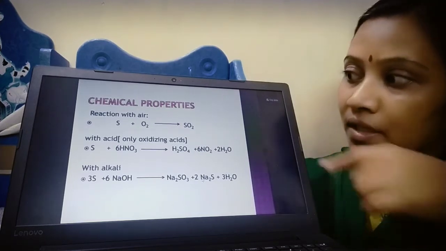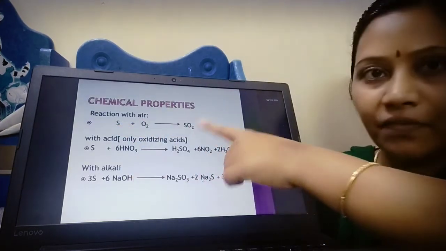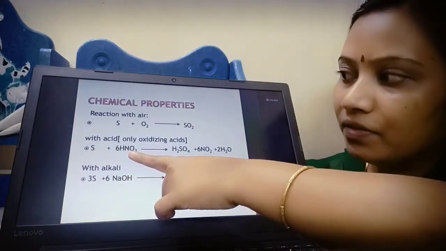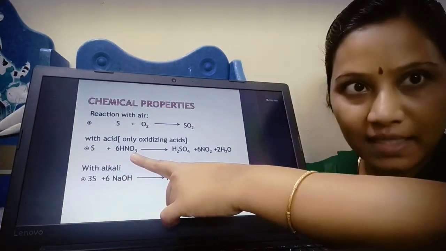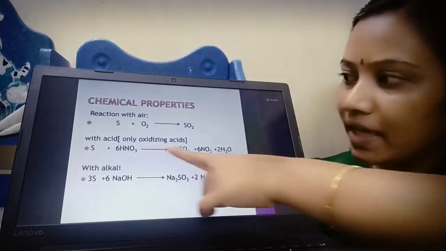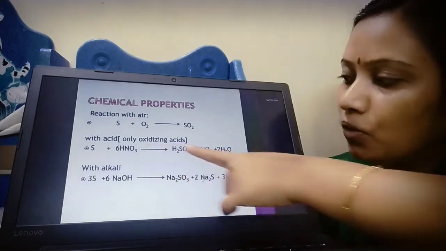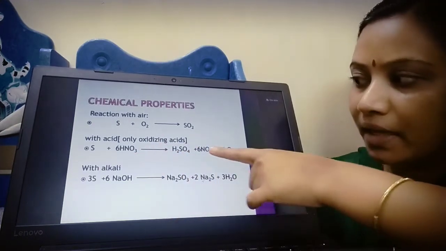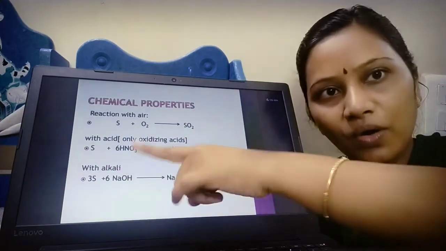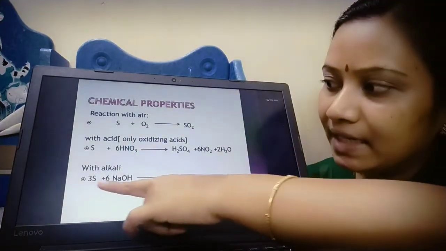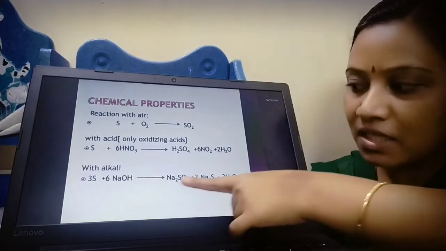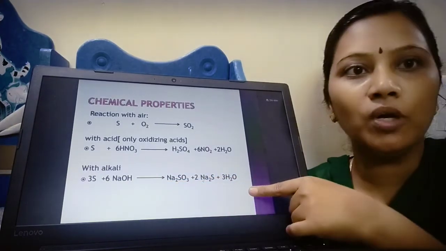When oxygen reacts with sulfur, sulfur dioxide is formed. Now, if sulfur reacts with an oxidizing agent, say for example nitric acid, what is the product? Sulfuric acid is formed, then NO2 is formed, then water is formed. Children, from the NO2 you can make out whether the acid is concentrated or dilute. Now with alkali, when sulfur reacts with sodium hydroxide, sodium sulfate, sodium sulfide and water are formed.